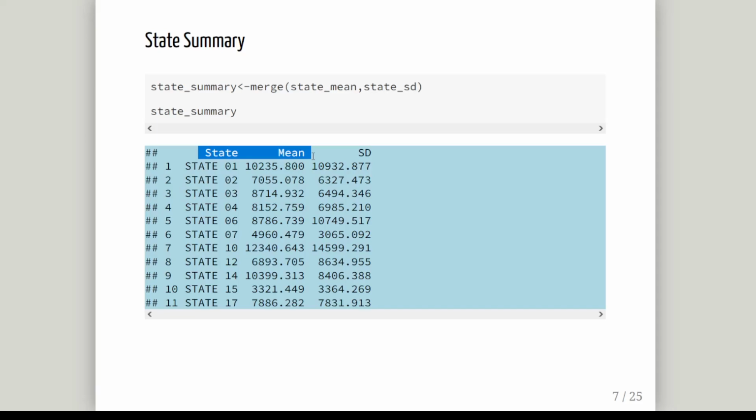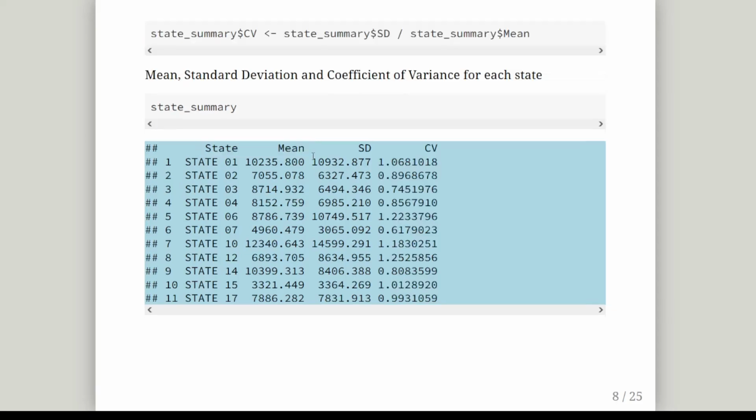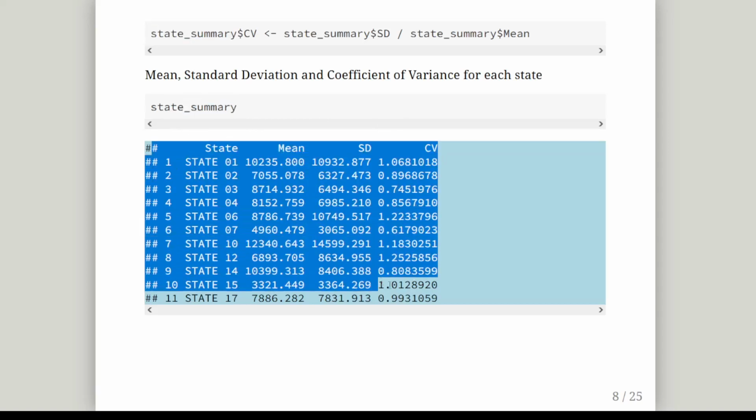Okay, so what we need to do now is add in the CV, the coefficient of variance, and essentially this is the command here. Just pick out state summary SD, pick out that column there and divide it by the corresponding values for the mean column, and we set up a column called CV in the state summary. So there we go, mean, standard deviation, and coefficient of variance for each state. So this is what state summary looks like now. So I think we're mostly set up in this.